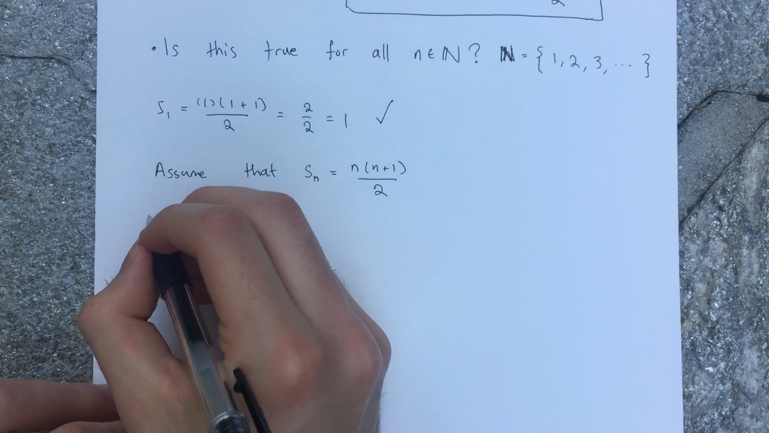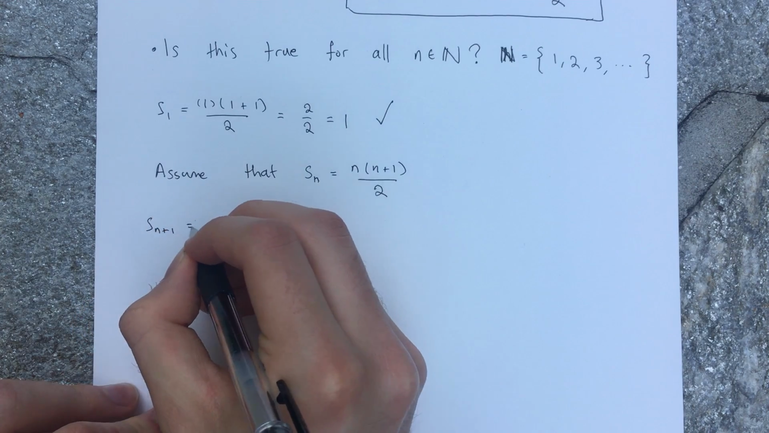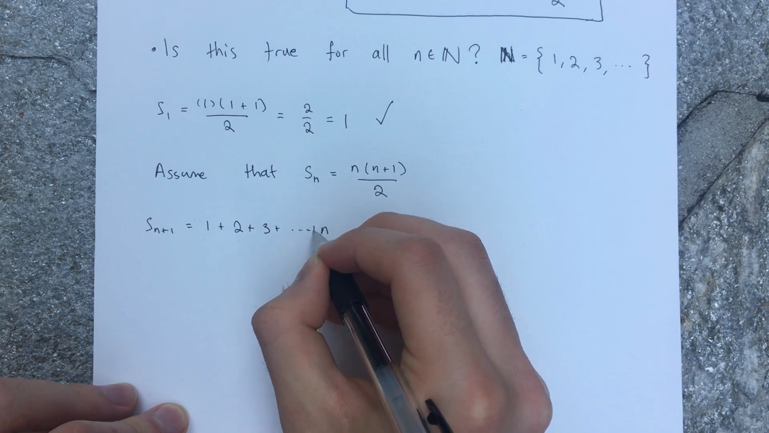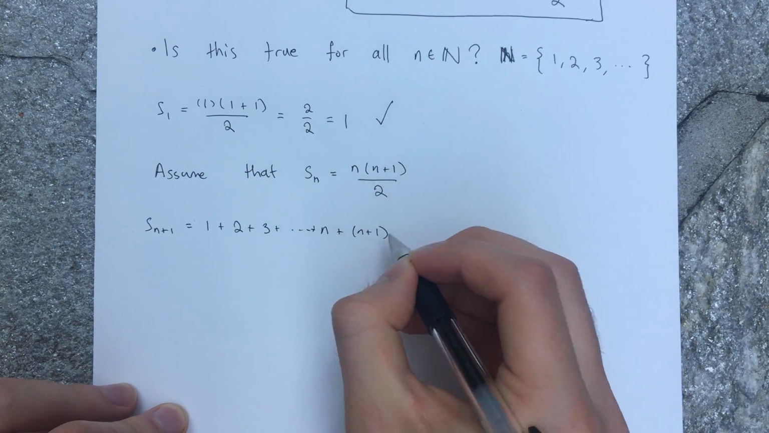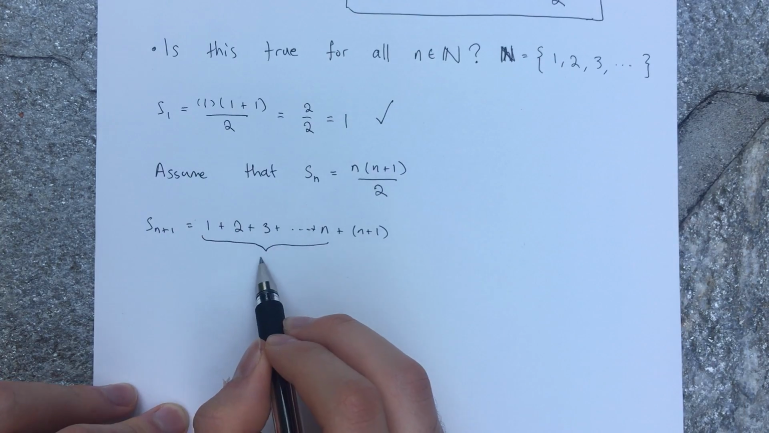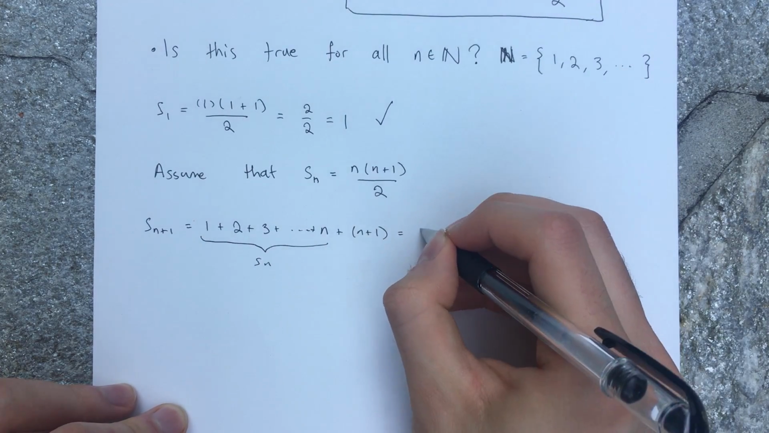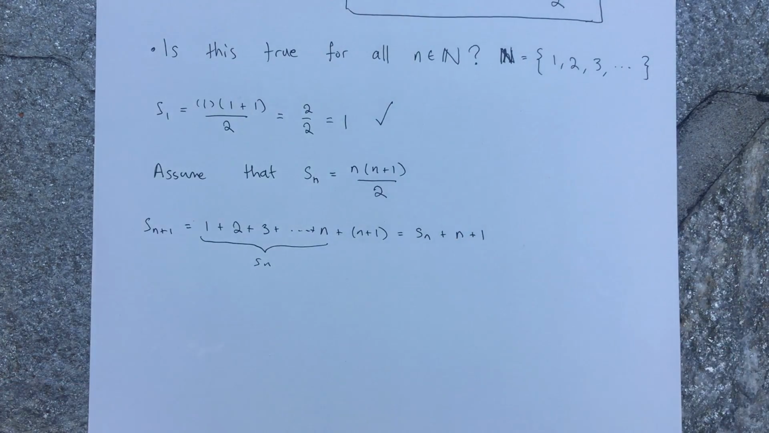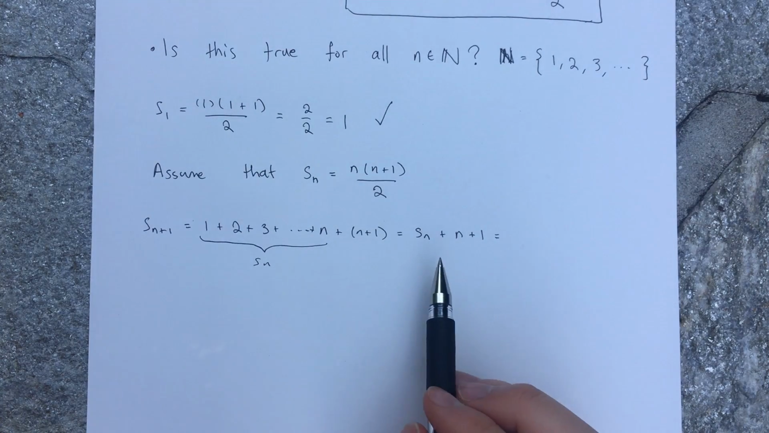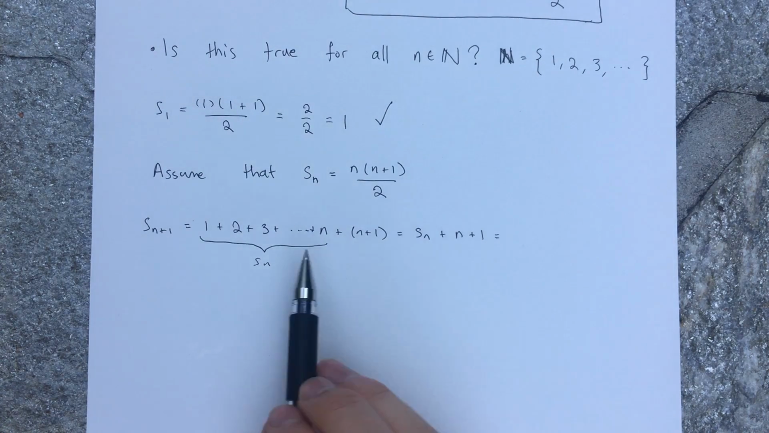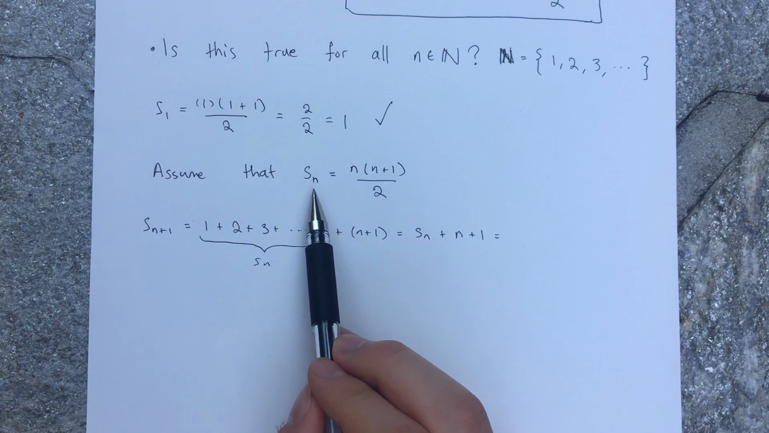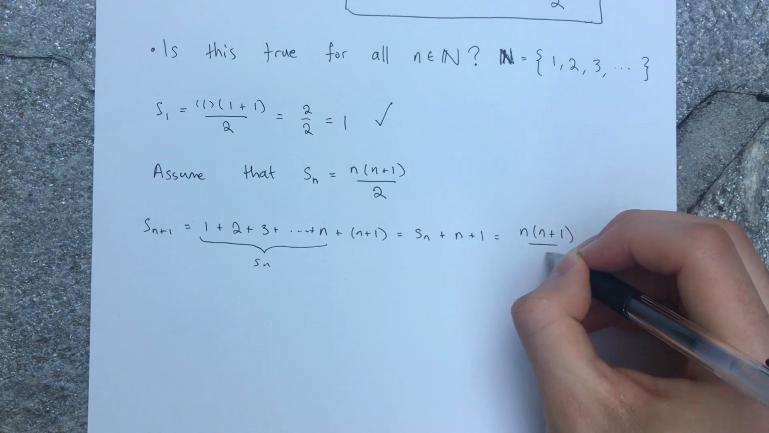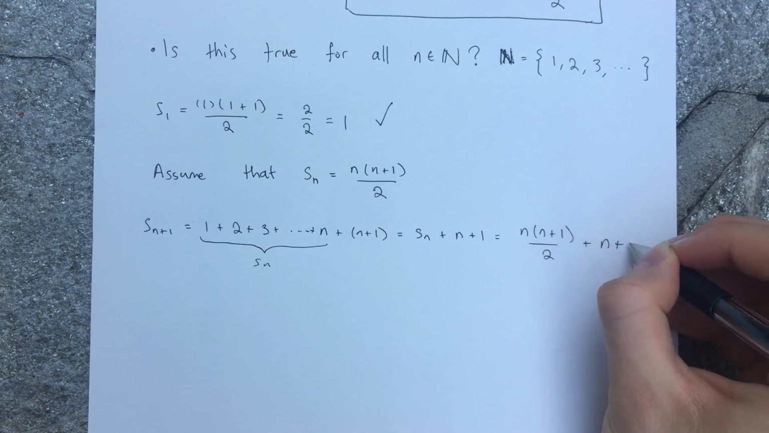So let's do that. So S of n plus 1 is nothing more than just 1 plus 2 plus 3 plus so on plus n plus 1. But remember, this right here, this is just S of n. So this is S of n plus n plus 1. And what is the formula for S of n? Well, since we assumed that it was true for S of n, we can rewrite it as n times n plus 1 over 2 plus n plus 1.